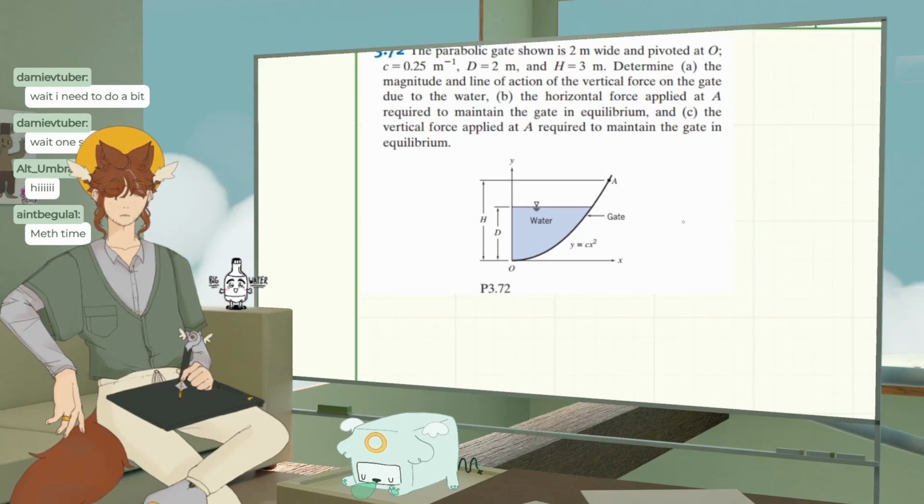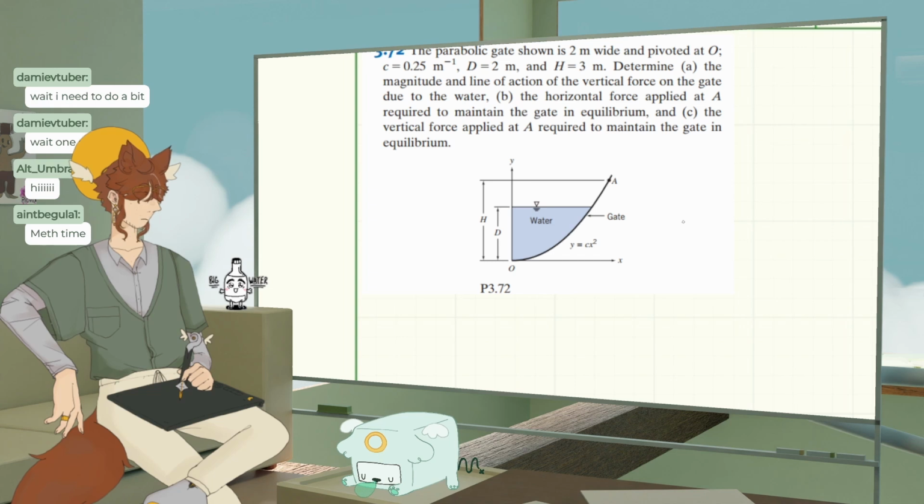Parabolic gate is shown, 2 meters wide and pivoted at O. So y equals C x squared, there's going to be a constant. We're going to solve it, we don't need numbers. Determine the magnitude and line of action of the vertical force on the gate, and then the horizontal force applied at A required to maintain the gate in equilibrium, and the vertical force applied at A to maintain the gate. So the third question and the first question are kind of the same question. Part B is going to be easier, A is going to be harder.